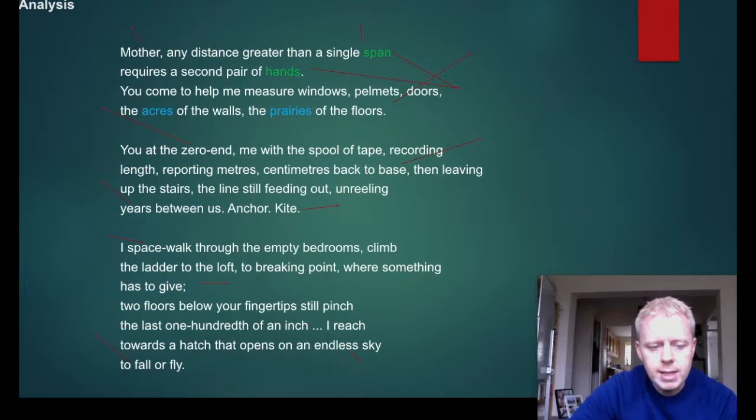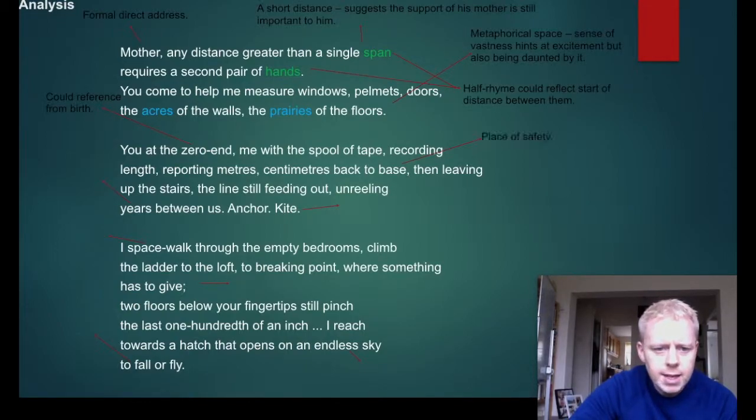Okay, so here's the poem in its entirety and a line-by-line analysis coming up. Let me just get the annotations up.